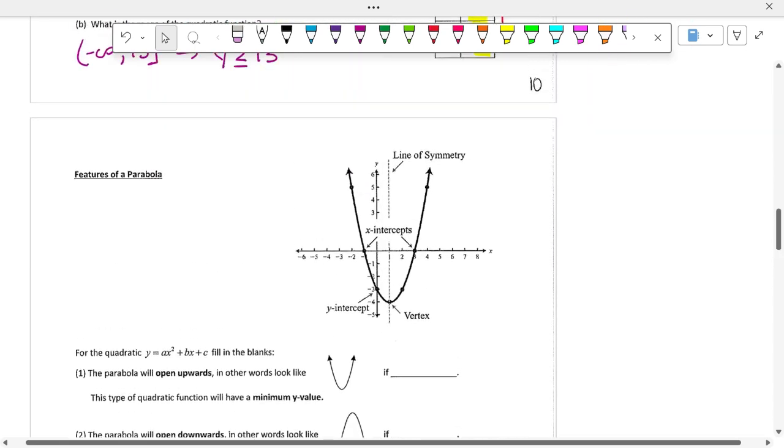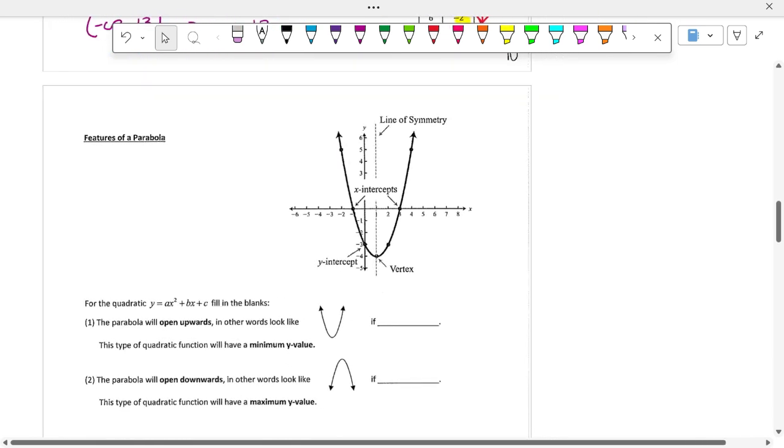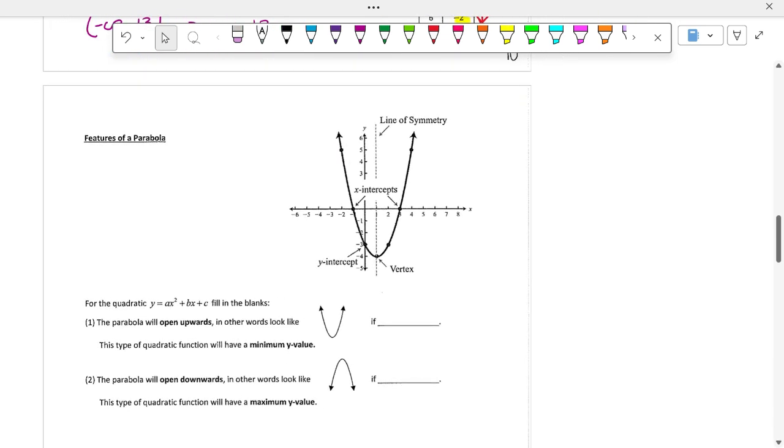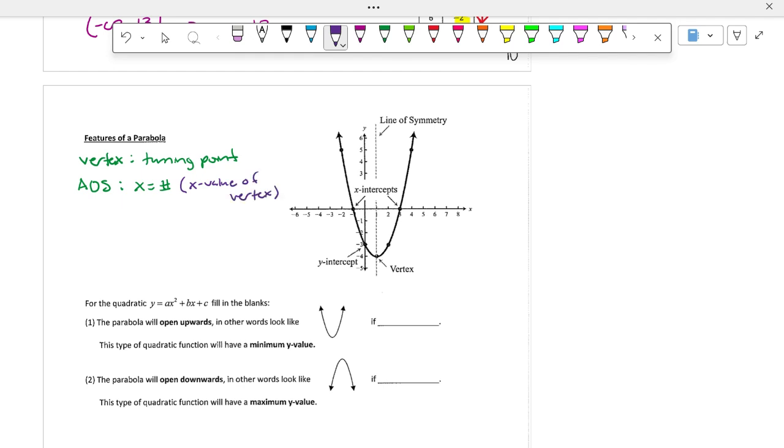All right, just to recap. Features of the parabola. First off, we got your vertex, which is known as your turning point. We then have your axis of symmetry, which is usually x is equal to some number. And remember, it comes from the x value of your vertex. So whatever the x value of your vertex is, that's your axis of symmetry. You just have to make sure you put x equals.